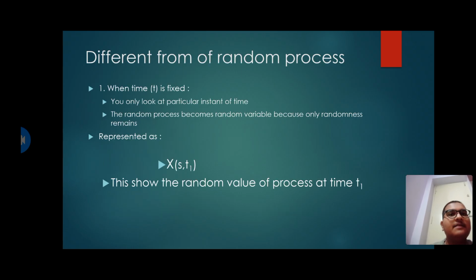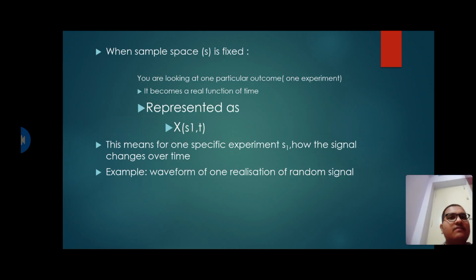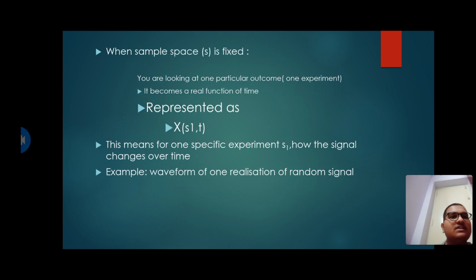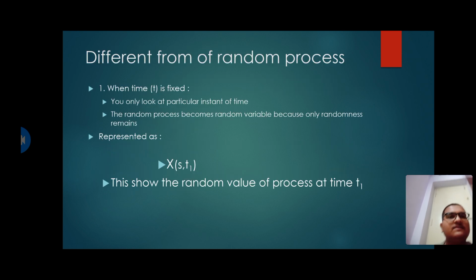Different forms of random process. A random process mainly consists of three forms: when time is fixed, when sample space is fixed, and when both time and sample space are fixed. Let us come to when time is fixed. You only look at a particular instant of time. The random process becomes a random variable because only randomness remains.